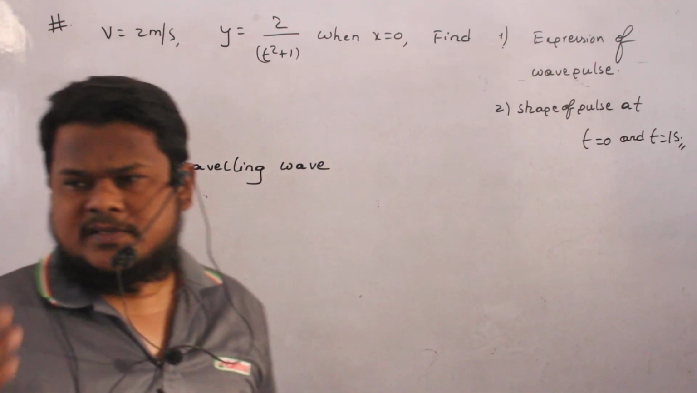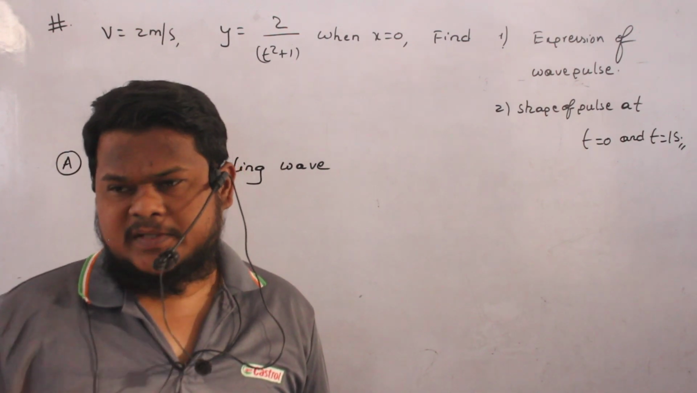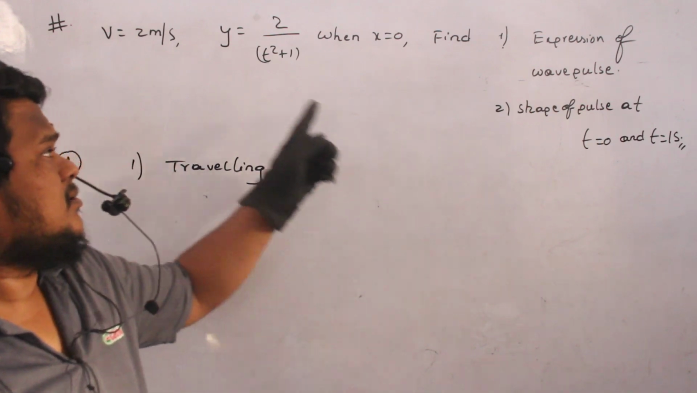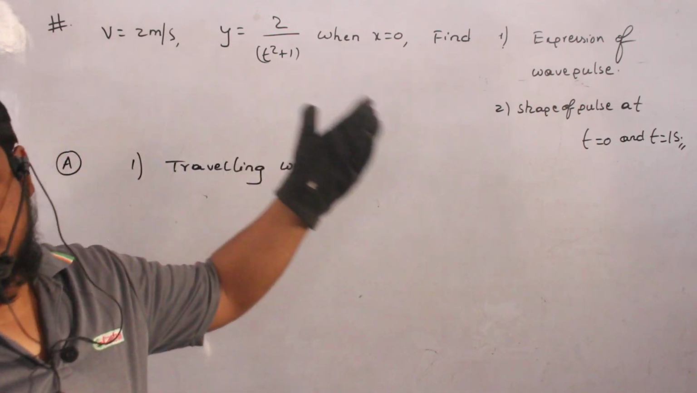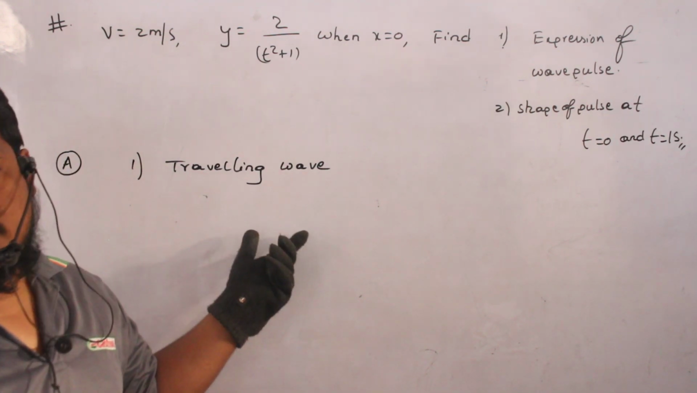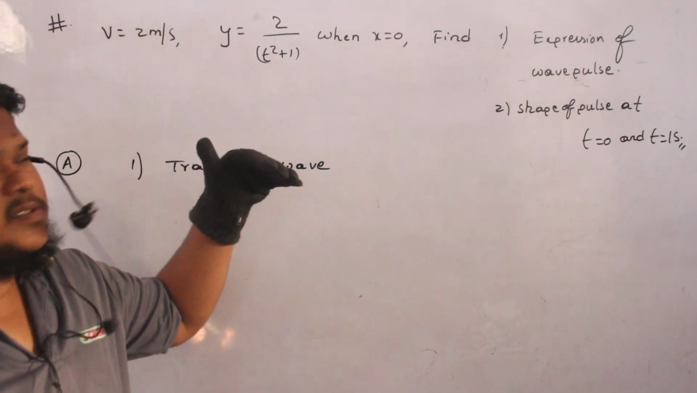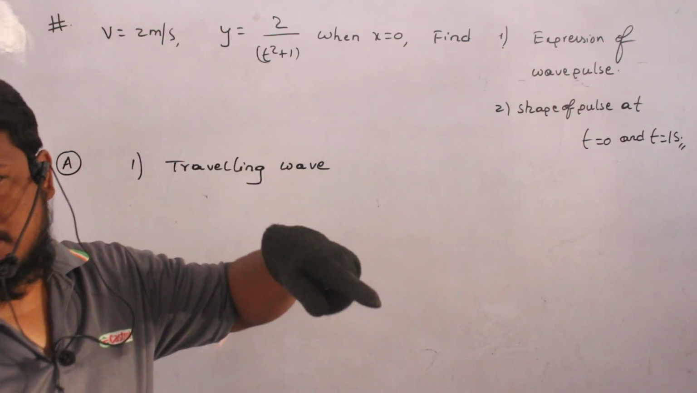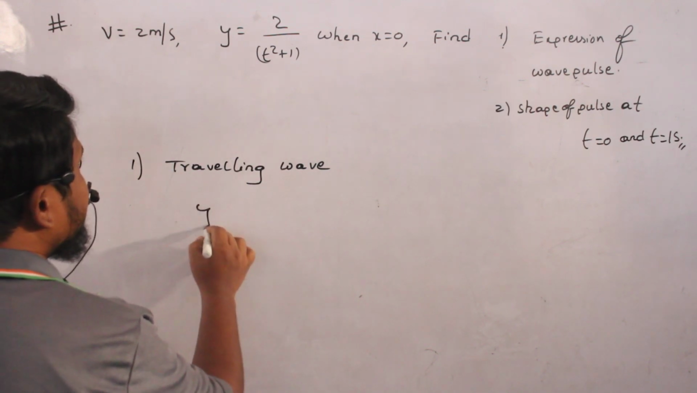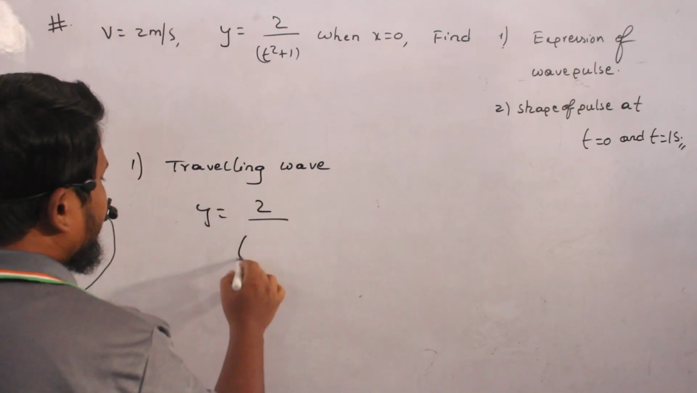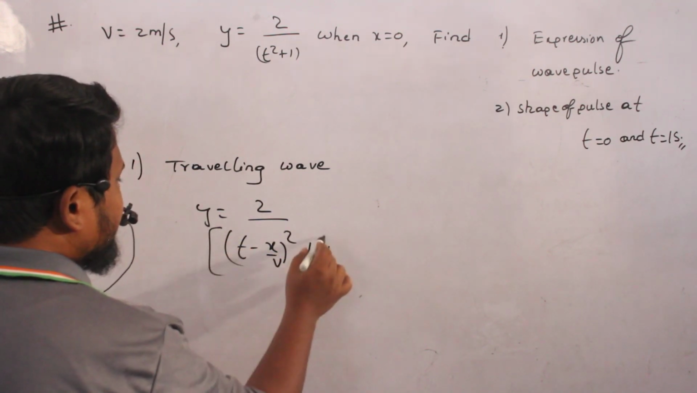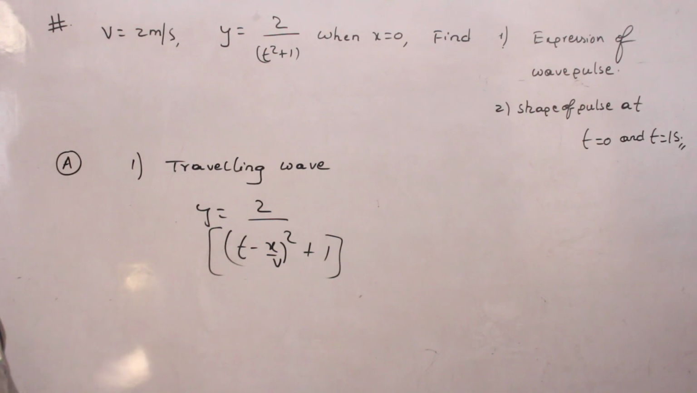Traveling wave means which is traveling from one place to another place. If it is traveling along the positive x-axis, then this function should be a function of displacement and time. The shape of the wave pulse, or the position of the particle, changes according to the x value as well as the t value. So for a traveling wave, I can write y equals 2 divided by (t minus x by v) whole squared plus 1. Are you able to understand?